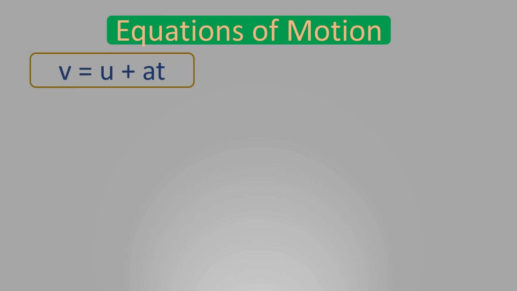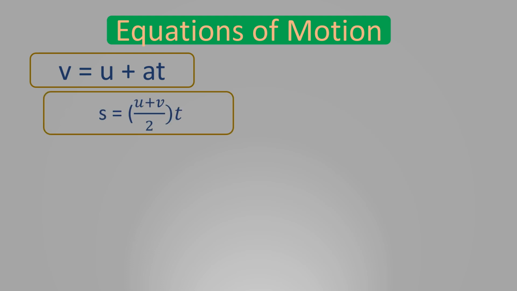To solve different kinds of problems regarding motion, we use four equations. The first equation is v equals u plus a times t. v here is the final velocity, u is the initial velocity, a is the acceleration, and t indicates the time. And this type of equation is used in constant acceleration.